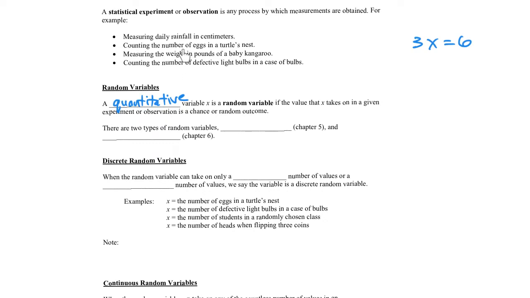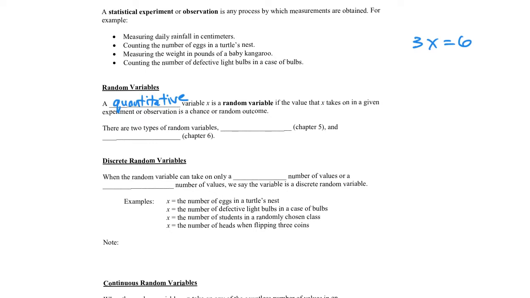So imagine you're approaching a turtle's nest and you're going to count the number of eggs. Before you get there, you don't know what x is going to be. If x represents the number of eggs in a turtle's nest, x could be, maybe depending on the species of turtle, anywhere from 0 to, let's say, 8. It's a random variable, though, because we don't know what value it's going to take on before we get to the nest. So each of these could be represented by x, a random variable.